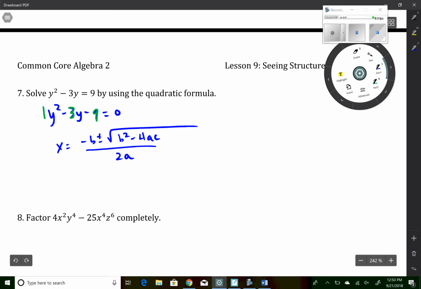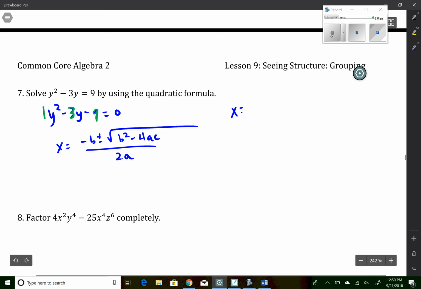So if I plug into my formula, I get x equals the opposite of negative 3, so positive 3, plus or minus the square root of 3 squared minus 4 times 1 times negative 9, and that's all divided by 2 times 1, which is just 2. Figure out what we got underneath the radical, so I have x equals 3 plus or minus the square root of 45 over 2.